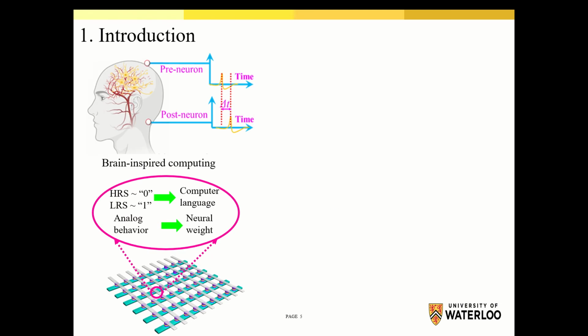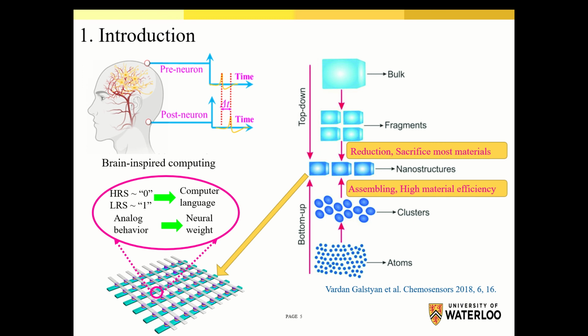To realize neuromorphic computing, we have to build up the neural network. Currently, the top-down process based on lithography is the main method to fabricate nanostructures. But this method will sacrifice most of the materials, and it will increase production cost. Another method is the bottom-up process. We assemble clusters directly to form nanostructures, and this can realize high materials efficiency.